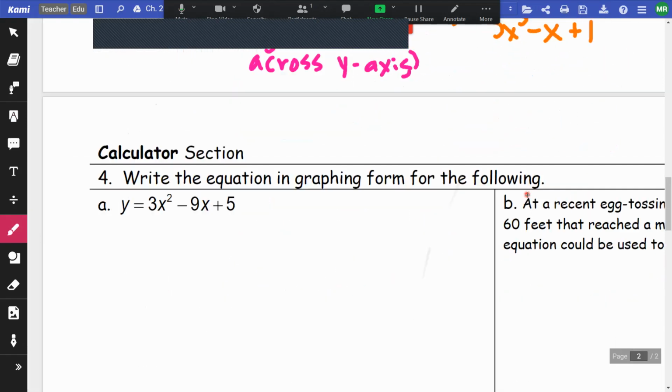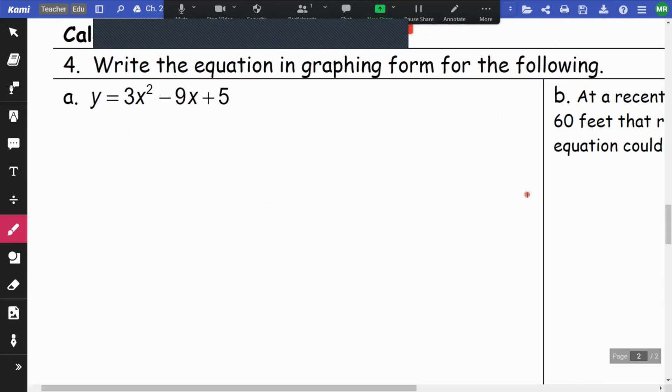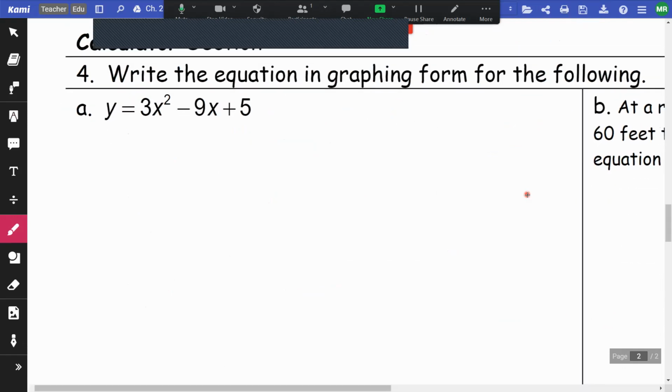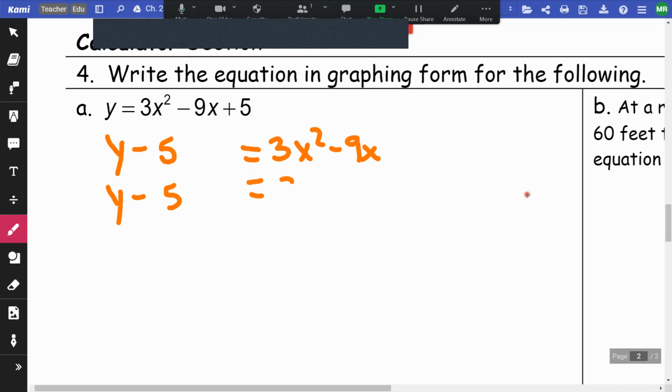Looking at number 4. On this one, we want to write it in graphing form. First thing I'm going to do is get rid of that 5. I'm going to give myself some space too. I'm going to be left with 3x squared minus 9x. Now I do not like the 3 in front of my x squared, so I'm going to factor 3 from both my 3x squared and my minus 9x. So I'm going to get x squared minus 3x.